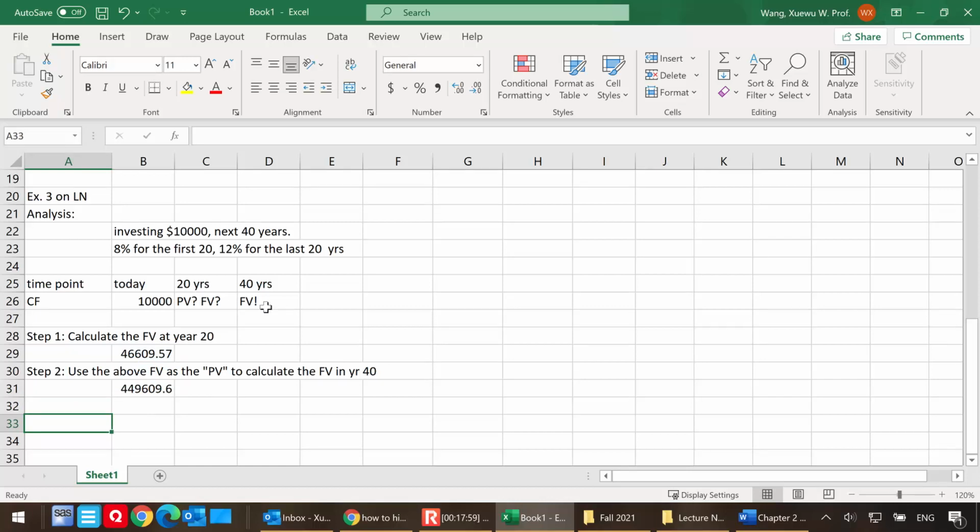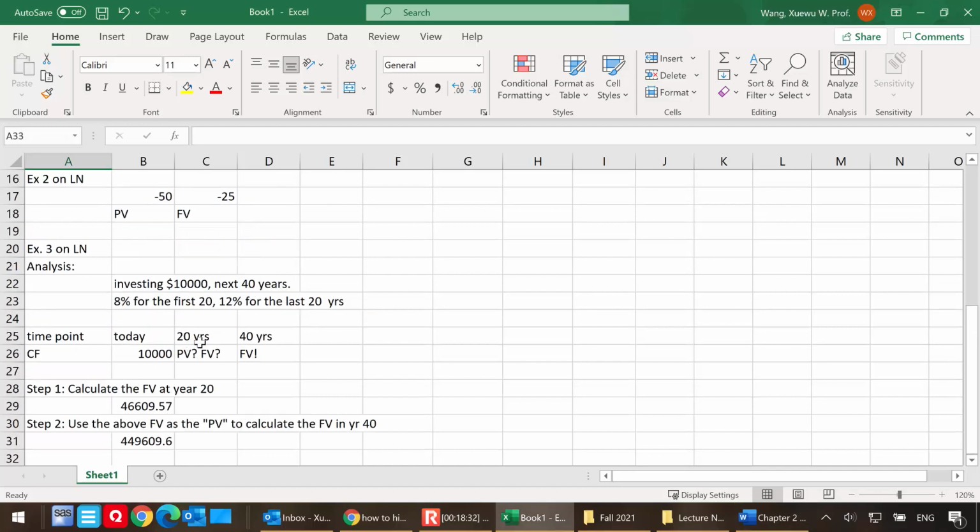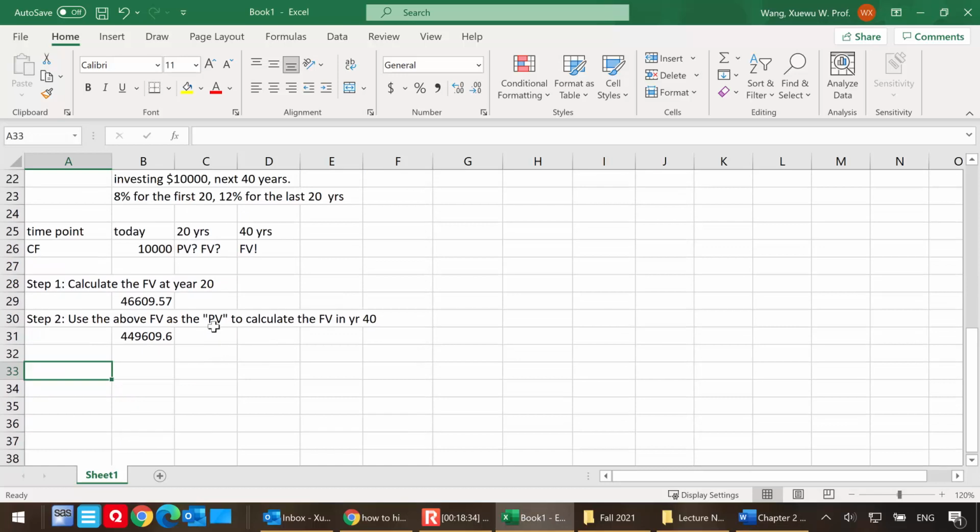So very easily you can imagine you can have 4, 5, maybe 360 time points. For example, a 30-year mortgage with monthly payments, that's 360 time points. So imagine all the cash flows in the middle. They can be interpreted as both present value and future value. Just bear that in mind. Okay, so that is our definition or framework for present value and future value.